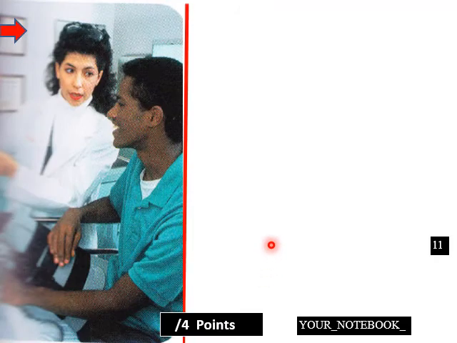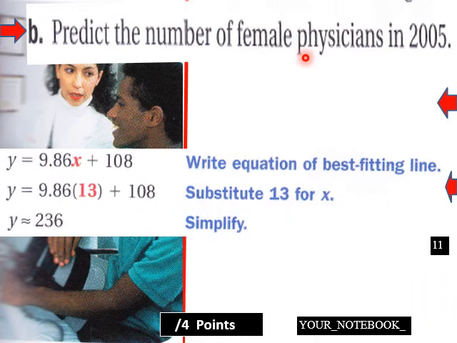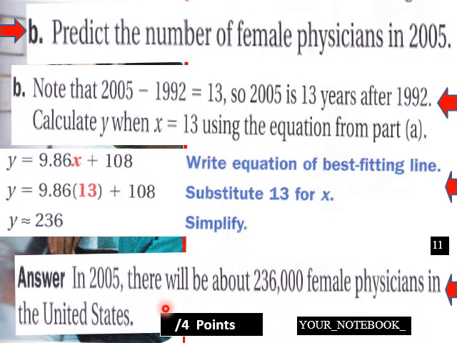And finally, predict the number of female physicians in 2005. That's 13 years after 1992, so we plug that in for x. And we get 236 for our number of female physicians using that data. So in 2005, there will be 236,000 female physicians in the United States, according to that model.